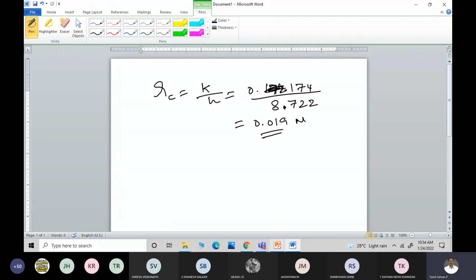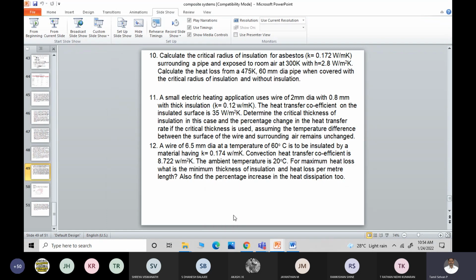Now, what is given in the question? A wire of 6.5 mm dia at a temperature of 60 degrees C is to be insulated. The ambient temperature is 20 degrees C. The convective K value and H value are given. What is the minimum thickness of insulation and heat loss per meter length? Also find the increase in the heat dissipation.